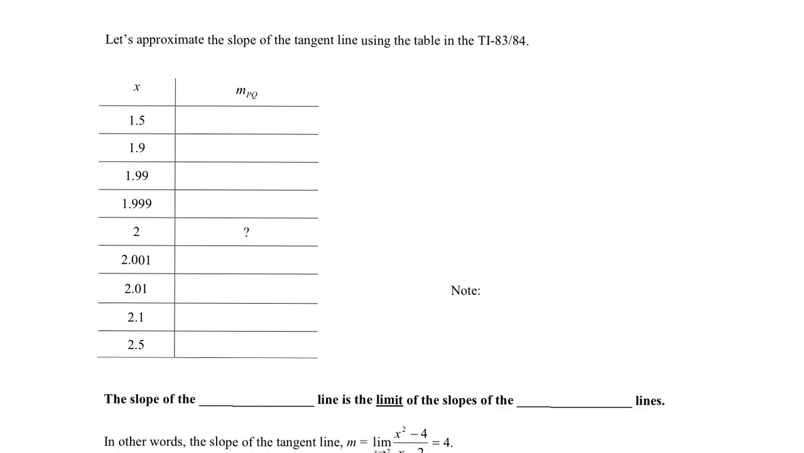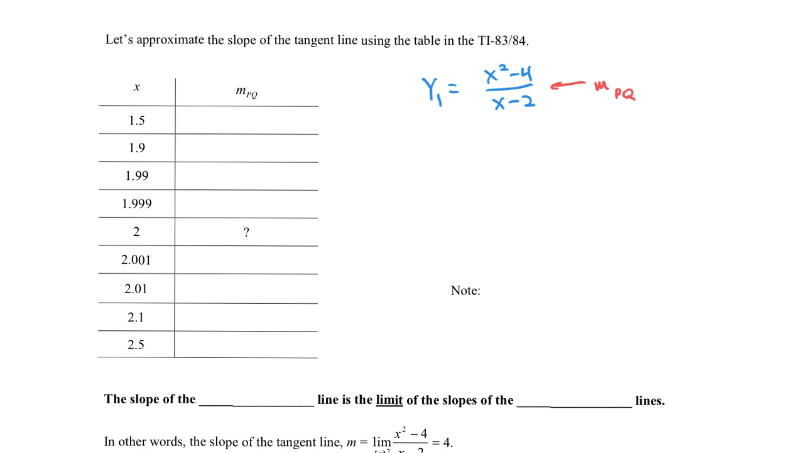A nice way to see this is to use a graphing calculator. Instead of trying to calculate all of these slopes by hand, we go into y1 and store in this slope formula of x squared minus 4 over x minus 2, and then we can have the calculator plug in all these values for x and figure out the slope. Remember, this is the formula for the slope of the line through P and Q. It's the slope of the secant line.